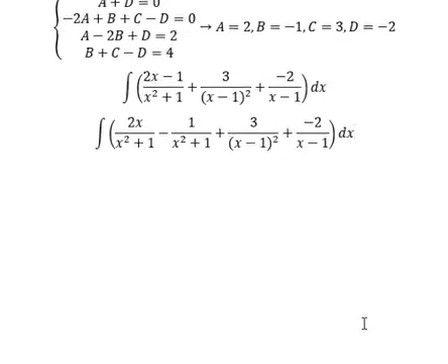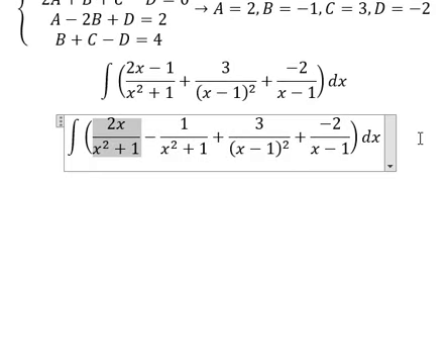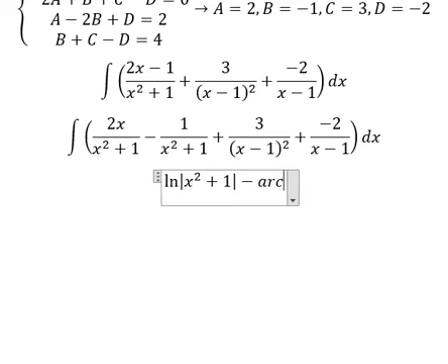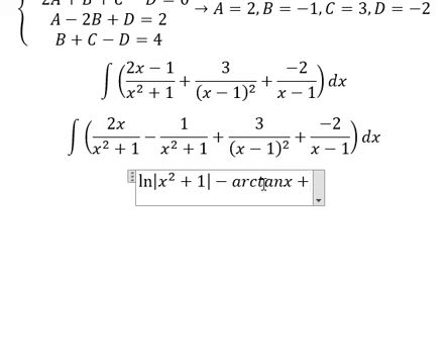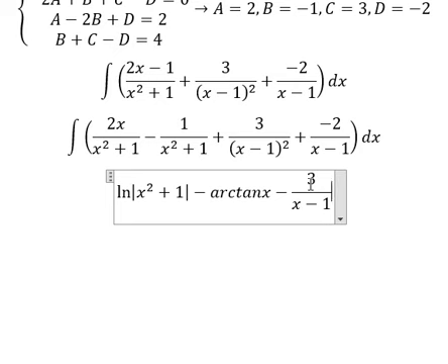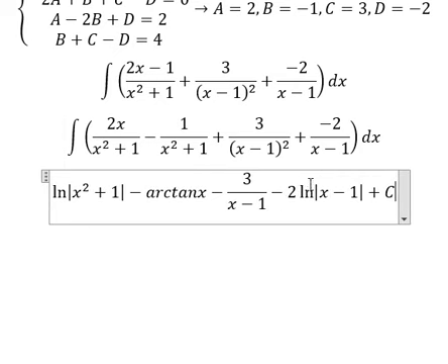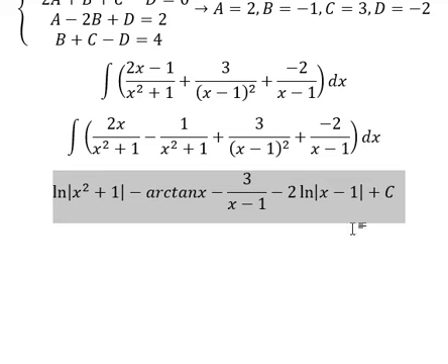Next, the integration of this one, we have ln of the absolute value of s squared plus 1. The integration of this one, we have negative arctan of s. The integration of this one, we have negative number 3 over s minus 1. And the last one, and this is the final answer.